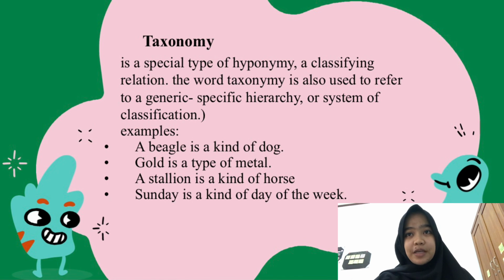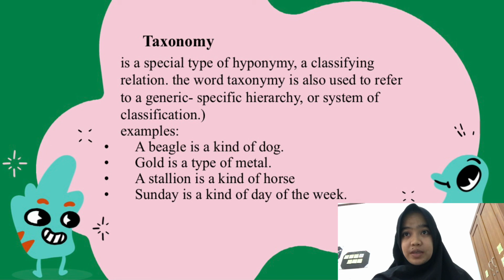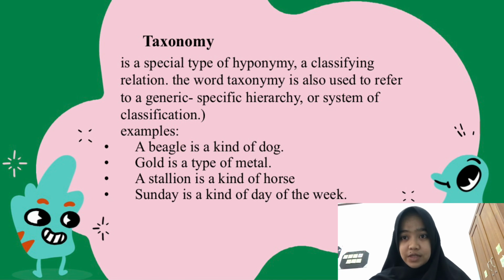Taxonomy is a special type of hyponymy, a classifying relation. The word taxonomy is also used to refer to a generic-specific hierarchy or system of classification. Examples: a beagle is a kind of dog, gold is a type of metal, a stallion is a kind of horse, Sunday is a kind of day of the week.